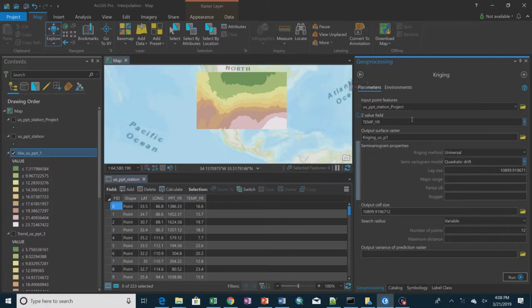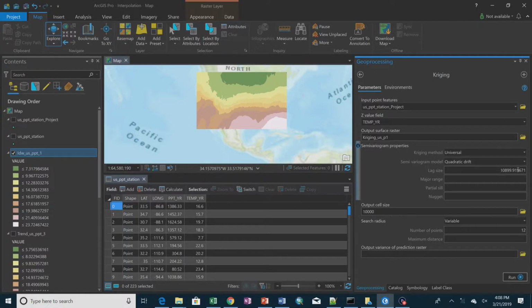There's no implementation here in geoprocessing for co-kriging, but we could include elevation as another variable if we chose. But we don't have that. So, all right, I'm going to choose quadratic drift. Notice it does specify your lag size for you if you want. You can change that. Okay.